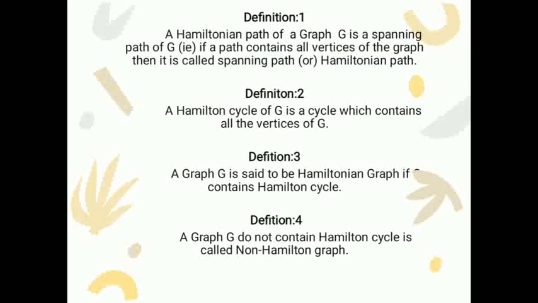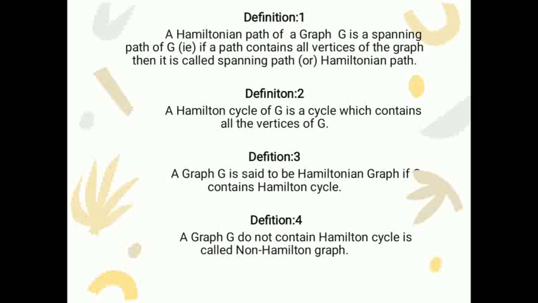Definition: the Hamiltonian path of a graph G is a spanning path of G. That is, if a path contains all vertices of the graph, then it is called a spanning path or Hamiltonian path. The next definition is Hamiltonian cycle. A Hamiltonian cycle of G is a cycle which contains all the vertices of G.